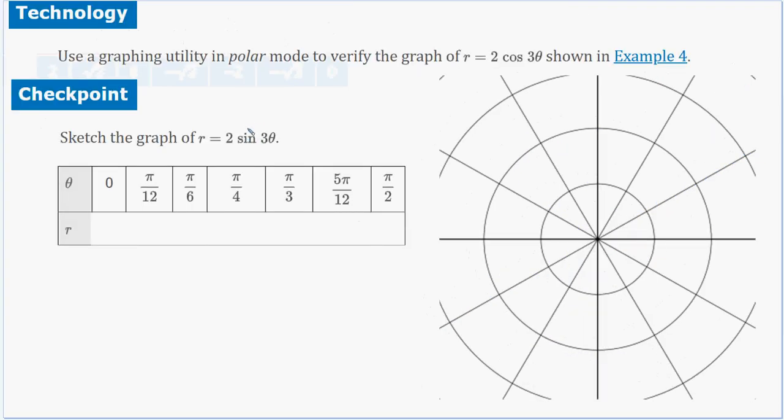Last thing in the video here, give this one a try. Plug it into your calculator. This is going to have y-axis symmetry because it's a sine wave. And we can figure out our zeros and our max values. Again, pause the video and give this one a try.